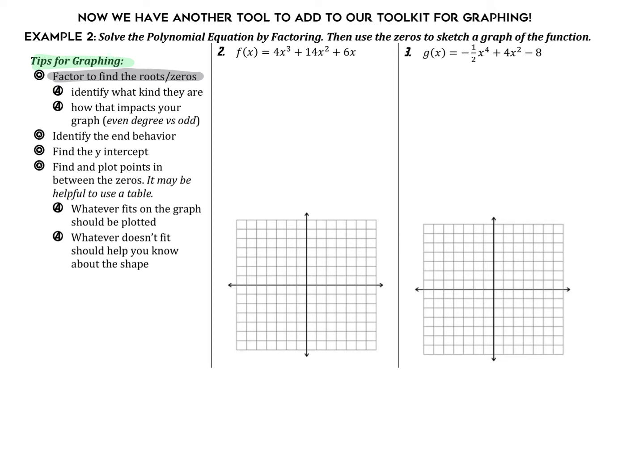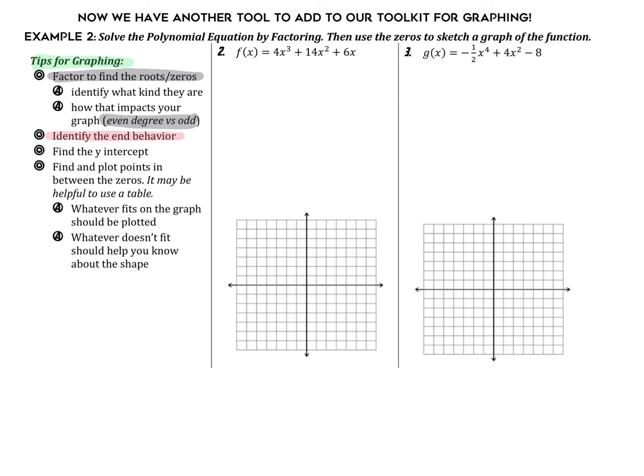We're going to identify if they're repeated or not, and that's going to tell us how it looks. Does it pass through the x-axis at those values, or does it bounce back up if it's an odd or if it's an even root? Then we're going to plot those values on the x-axis. We're also going to pay attention to the end behavior.